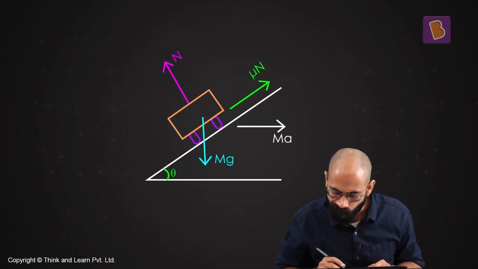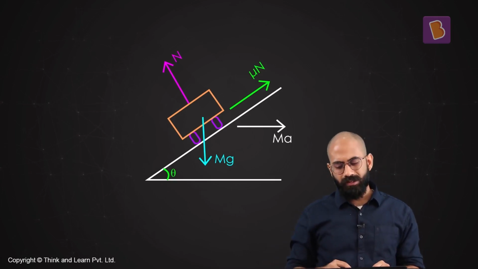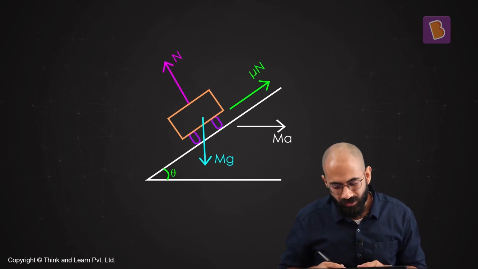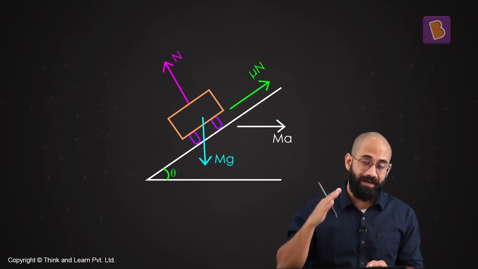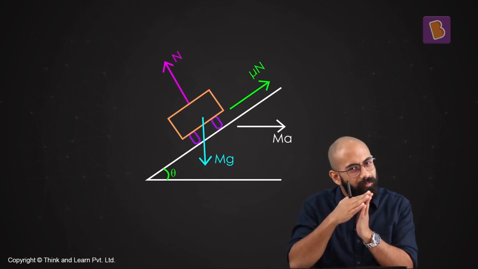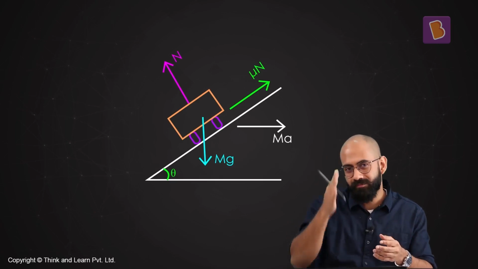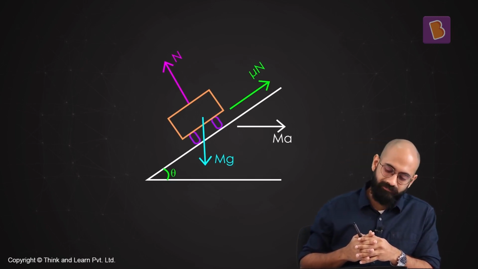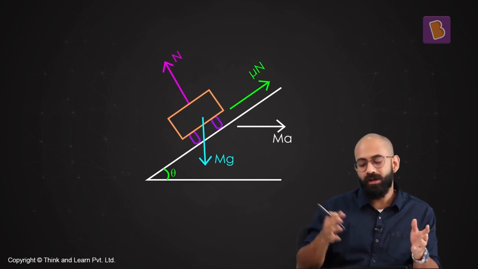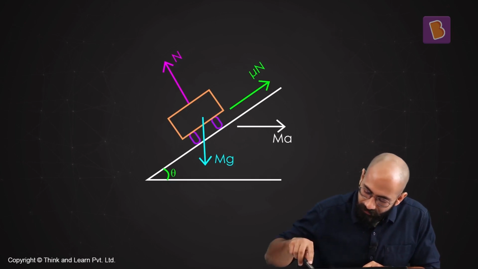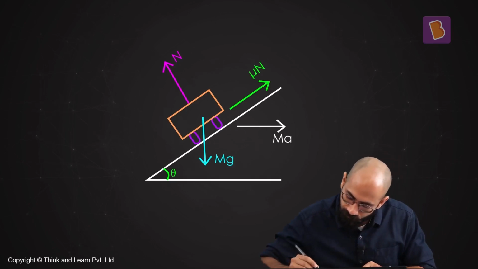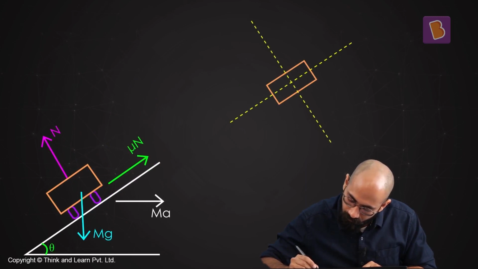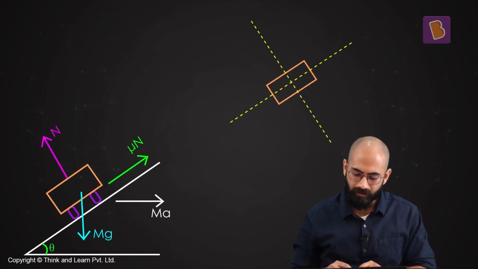There are two ways of doing this. You can resolve all the forces in the directions which are along the surface and perpendicular to the surface, or you can resolve the forces in the vertical and the horizontal directions. How will we do it? Let's do it along the surface and perpendicular to the surface. Okay. Now, what are the forces?